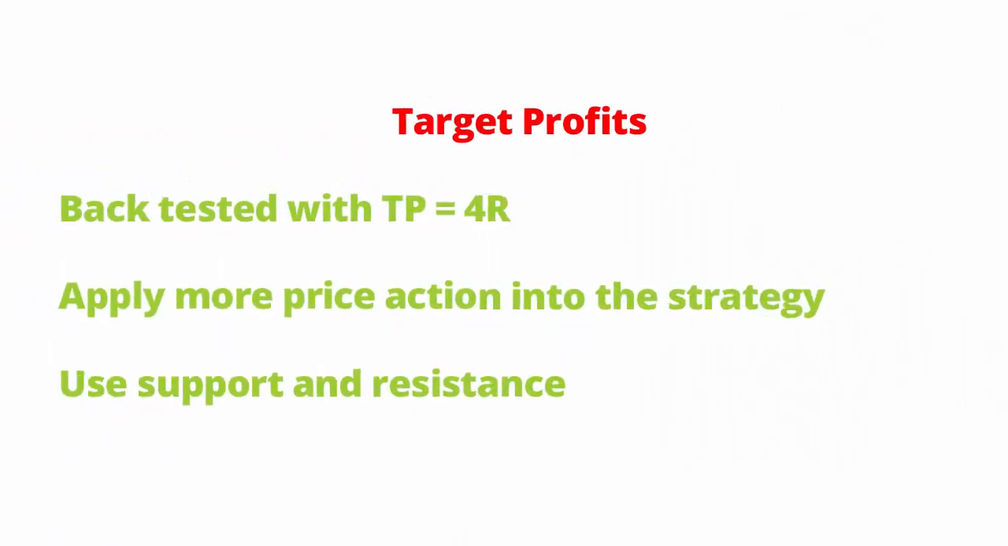I use a single target of 4 times reward to risk during backtesting. Since the strategy makes use of an exit signal, I was not so interested in testing targets of different size. This is an option for you to try out. You can also set targets at support and resistance levels. That is something that I definitely would recommend trying.